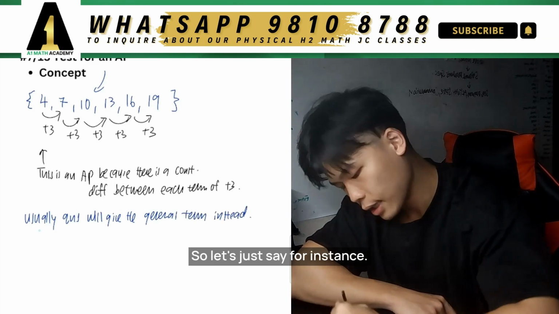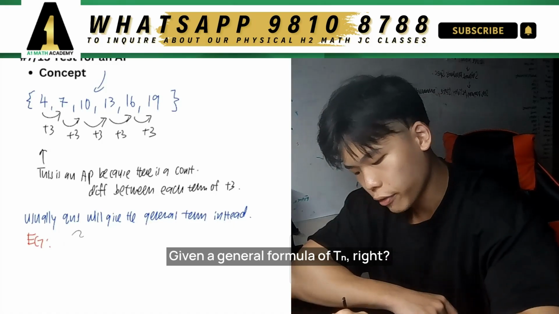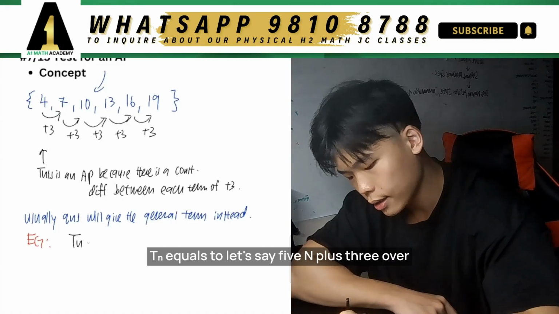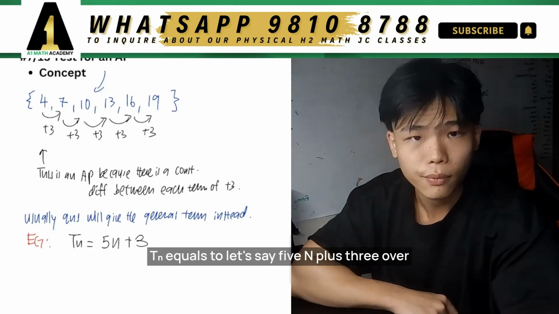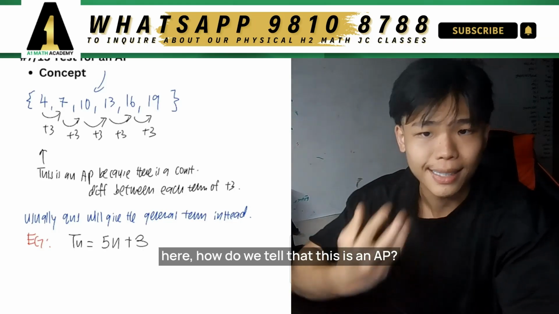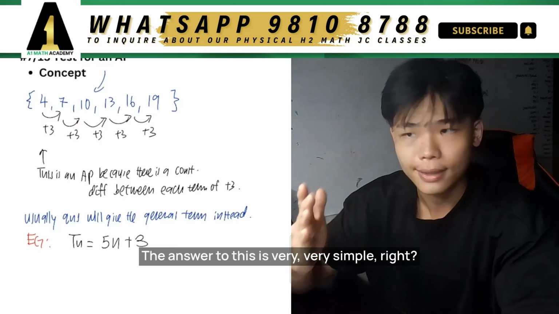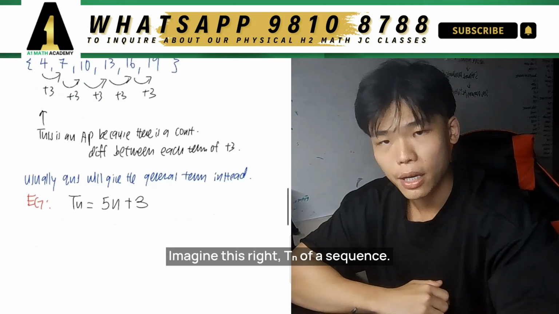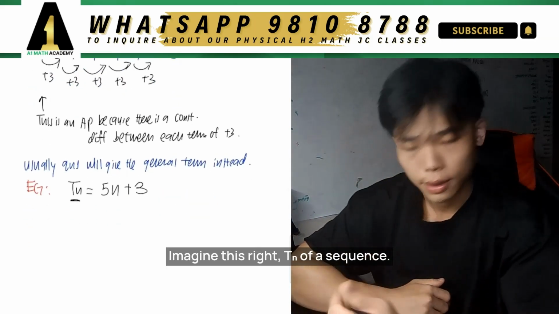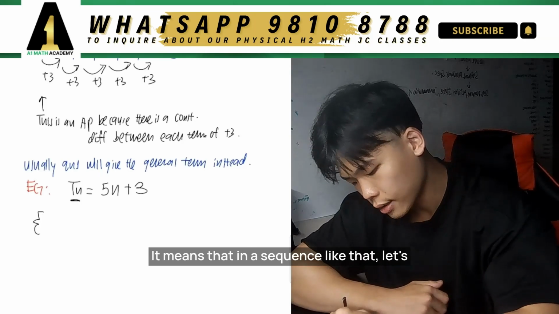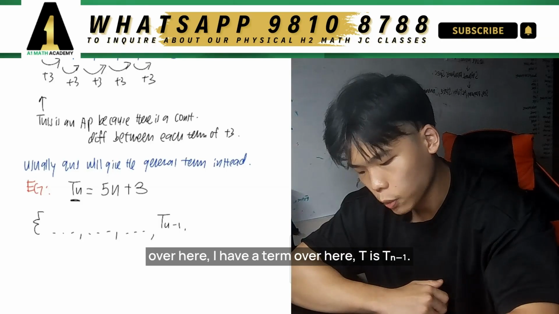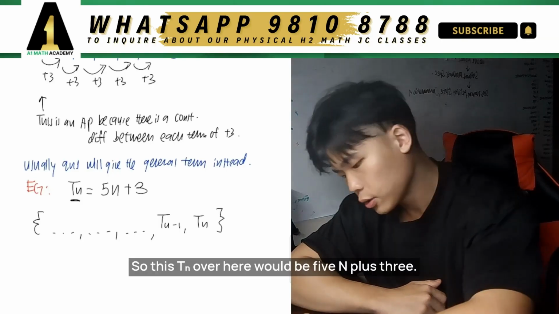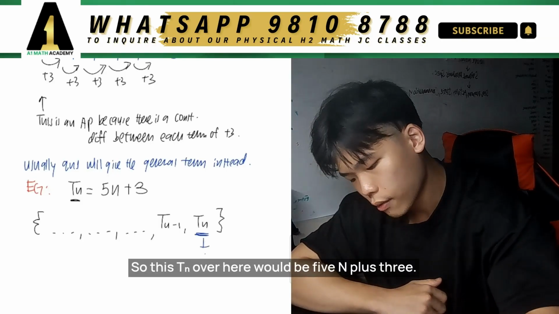Let's say, for instance, given a general formula of Tn, Tn equals 5n plus 3. How do we tell that this is an AP? The answer to this is very, very simple. Imagine Tn of a sequence. In a sequence, let's say I have a term over here, a term over here, and a term over here. This is Tn minus 1, this is Tn. So this Tn over here would be 5n plus 3.